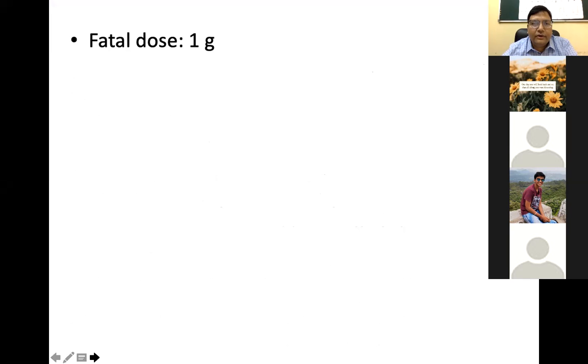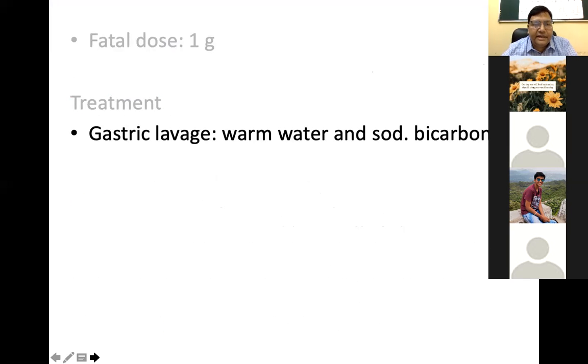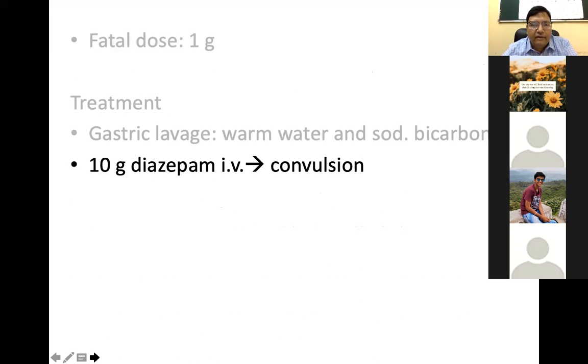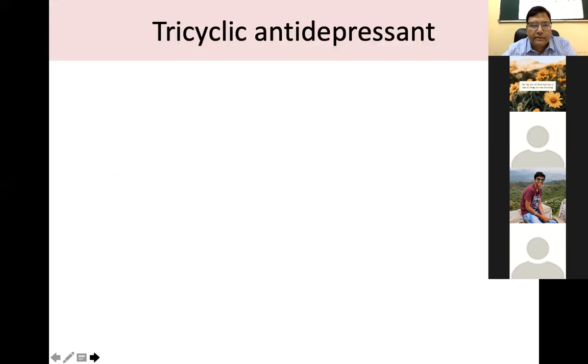So the fatal dose is 1 gram, and how we are going to treat the patient is that we do gastric lavage to prevent further absorption, with warm water and sodium bicarbonate. And for convulsion, we are going to give diazepam 10 gram by intravenous route.